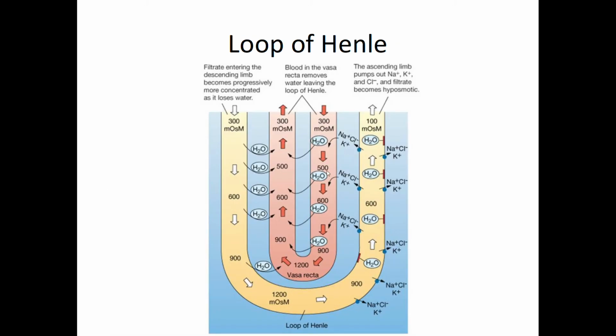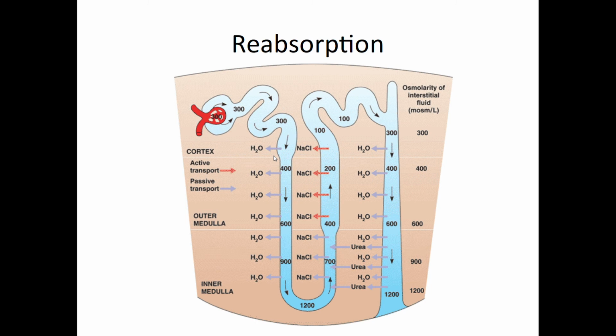Now we can zoom in here, and you can see at this higher magnification, basically, water coming out in the descending loop and going into the blood, salt coming out in the ascending loop and going into the blood, with the blood going in the opposite direction, becoming more concentrated and less concentrated in the same way, but in the opposite order. All right, so that's what's happening in the loop of Henle.